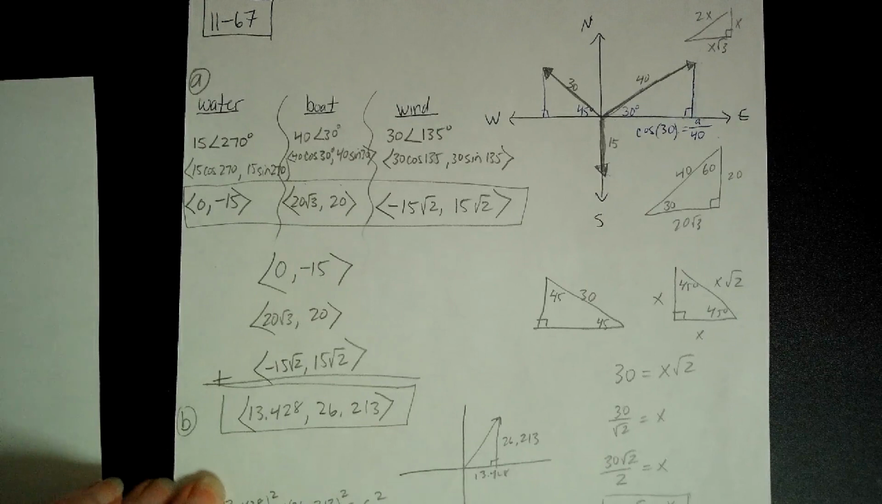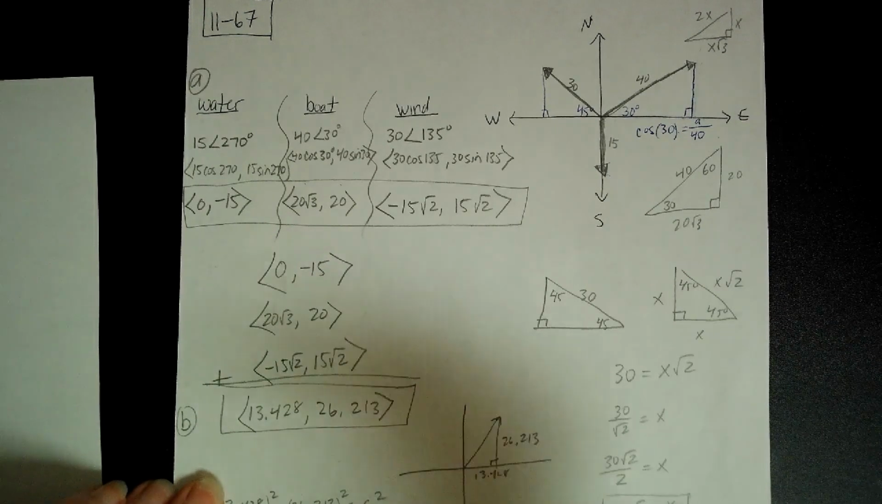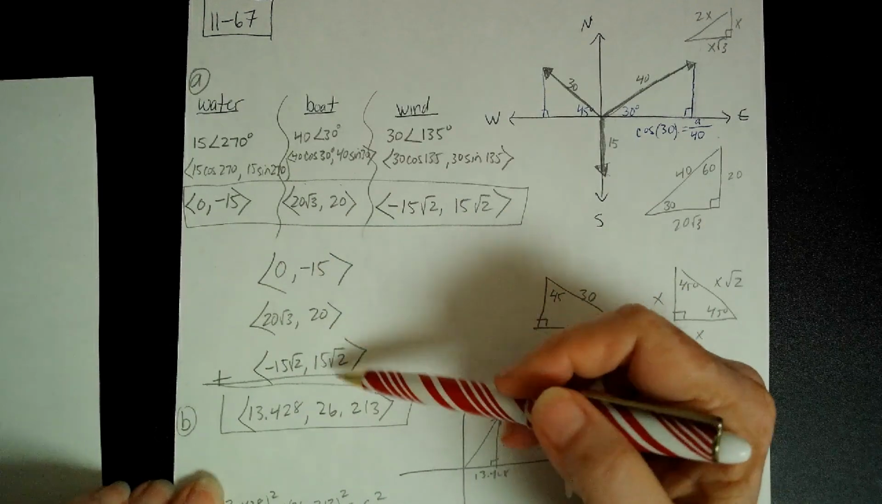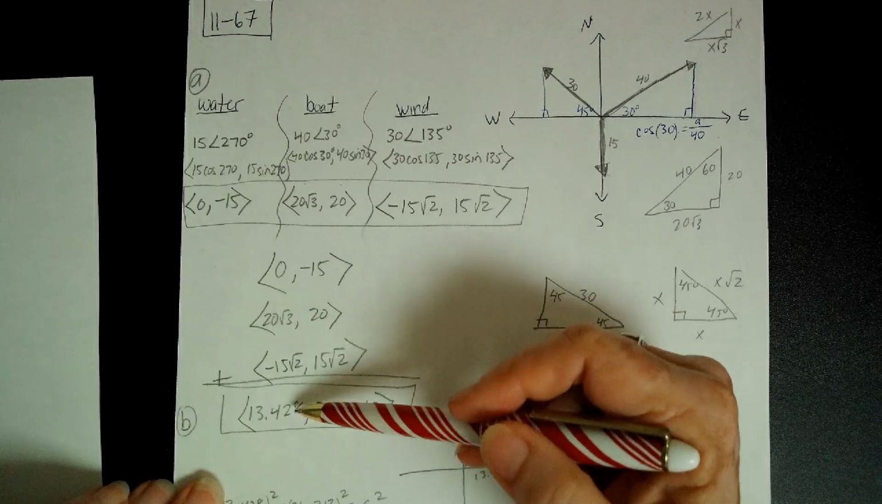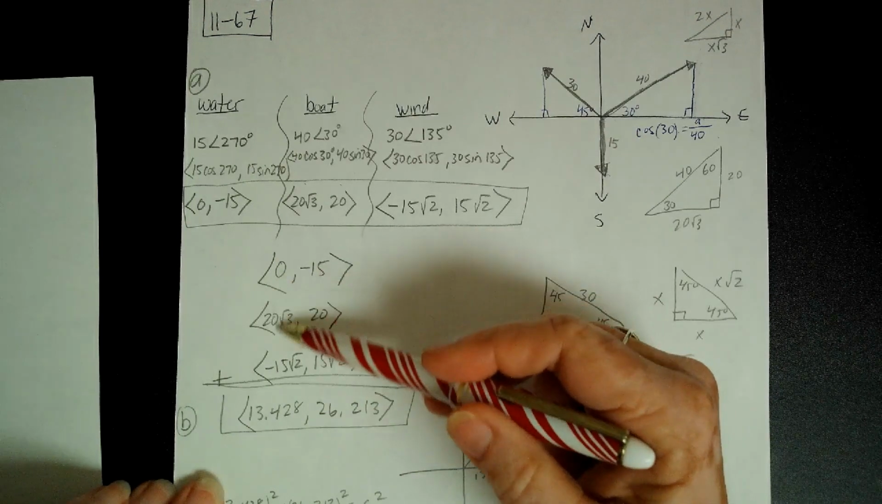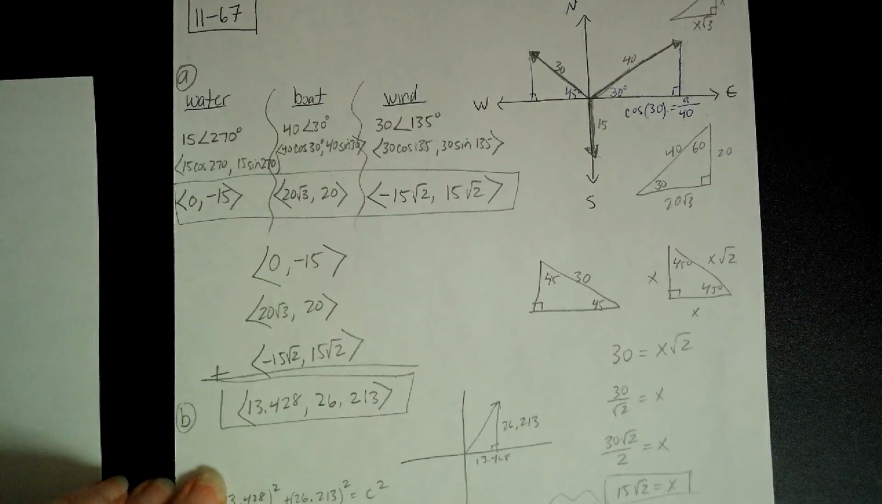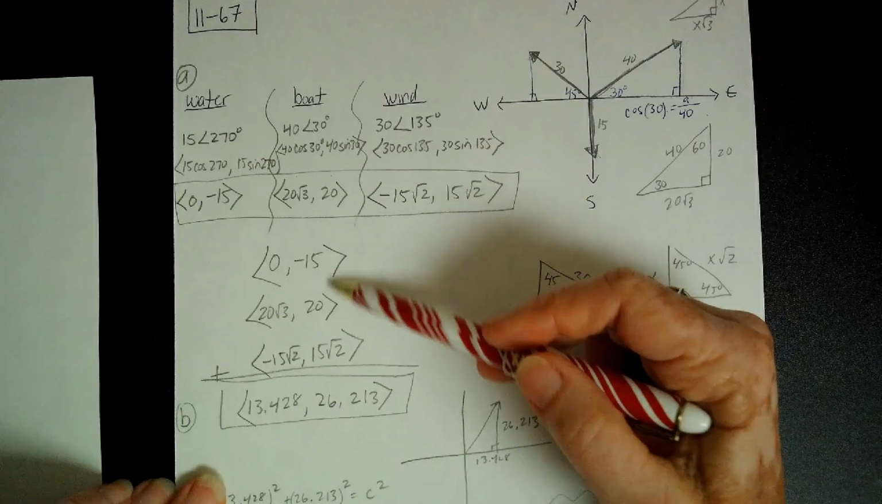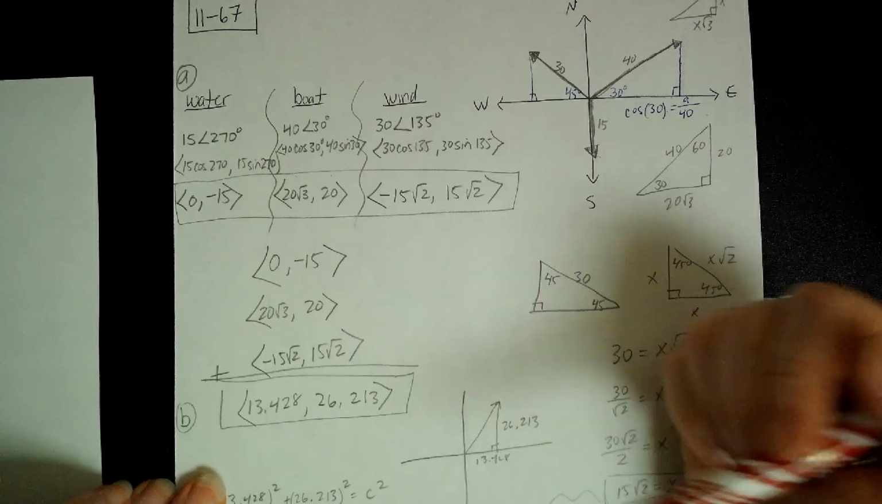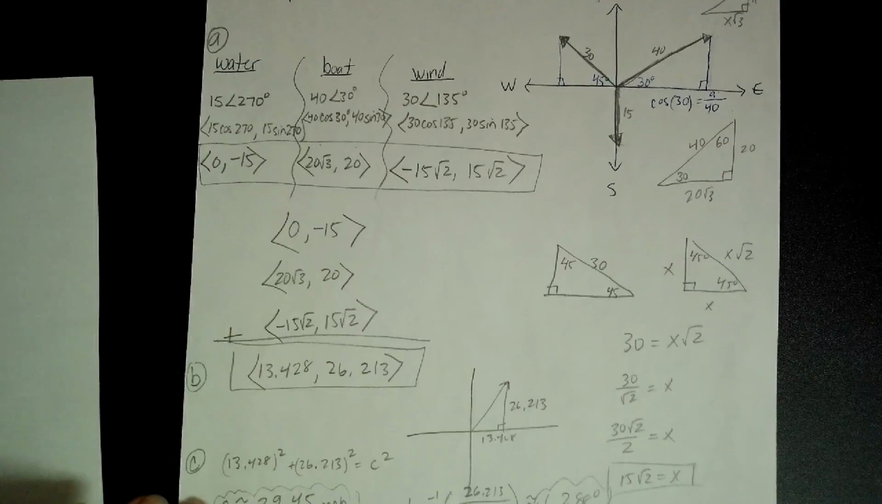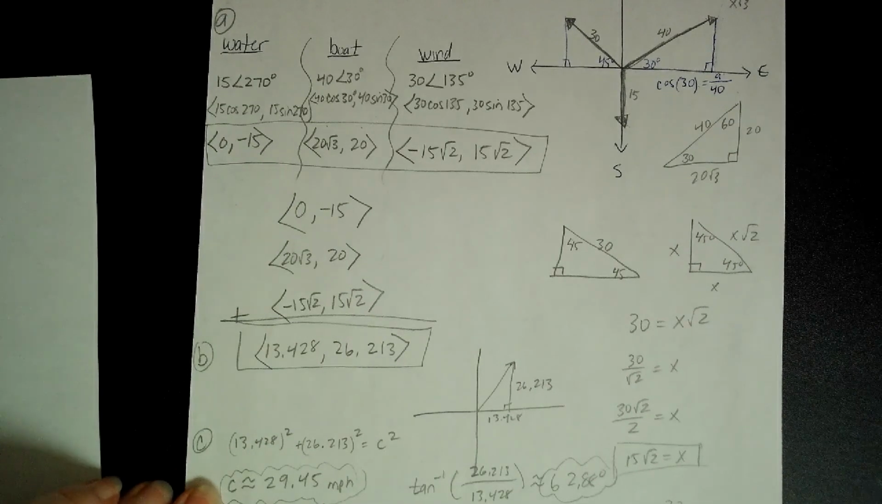Then letter B wants the resultant vector in component form. So I just took the 3 vectors that I had and I added them all up component-wise. So if you add those numbers up, you'll get a decimal that's about 13.428, or however you want to round it. And then you add all these 3 up, you should get that number. And so that's the answer to letter B.